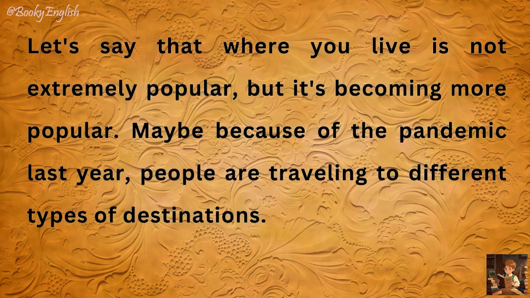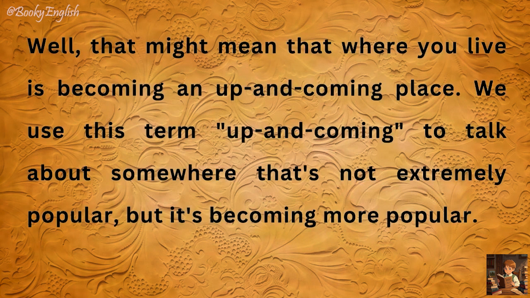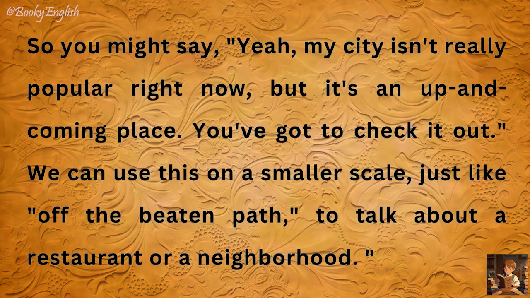Let's say that where you live is not extremely popular, but it's becoming more popular. Maybe because of the pandemic last year, people are traveling to different types of destinations. Maybe they're deciding to travel to more nature places, places that are in the mountains, or places that are not in big city centers. Well, that might mean that where you live is becoming an up-and-coming place. We use this term up and coming to talk about somewhere that's not extremely popular, but it's becoming more popular. So you might say, yeah, my city isn't really popular right now, but it's an up and coming place. You've got to check it out.